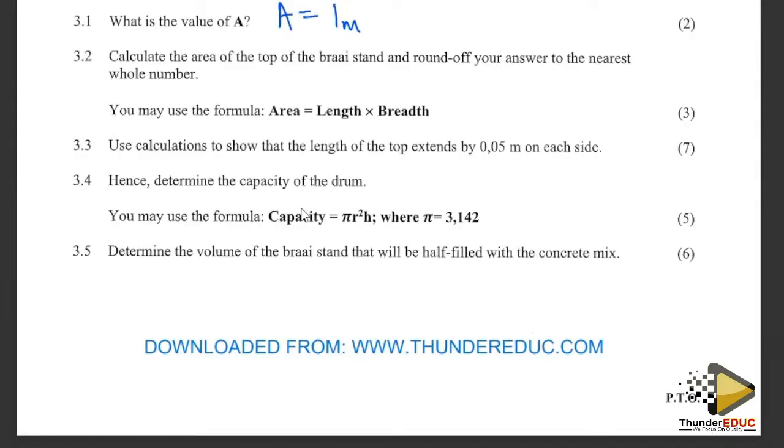Okay, calculate the area of the top of the braai stand and round off your answer to the nearest whole number. First and foremost, they give us a formula. You substitute, the length is 1.7 times the other one, which is 1, which becomes 1.7 meters squared. But they said round off to the nearest whole number. So this becomes 2 meters squared. Okay, 3.3. Use calculations to show that the length of the top extends by 0.05 meter on each side.